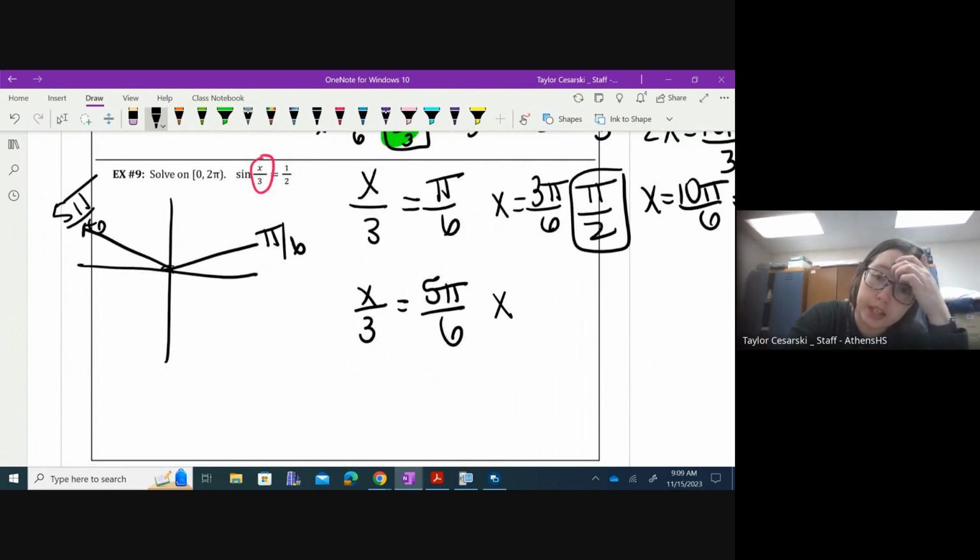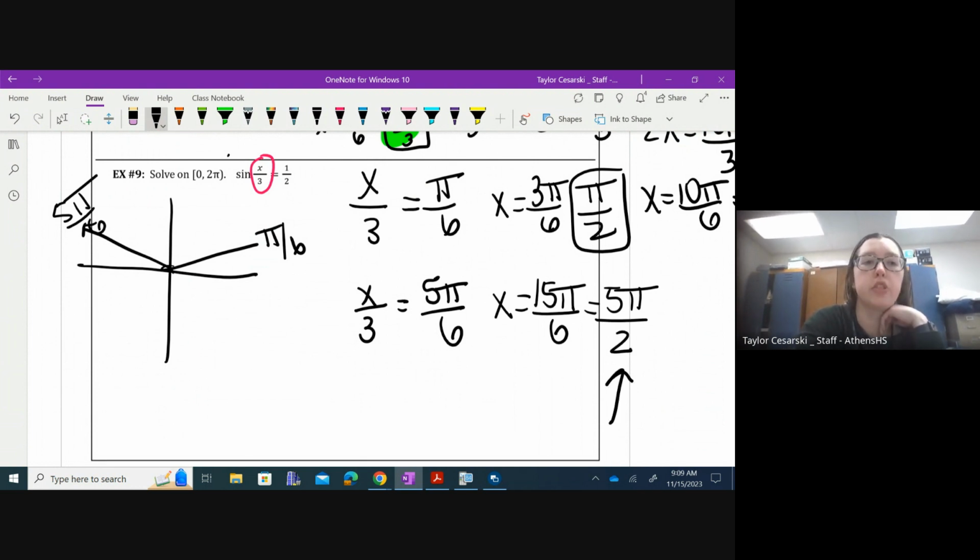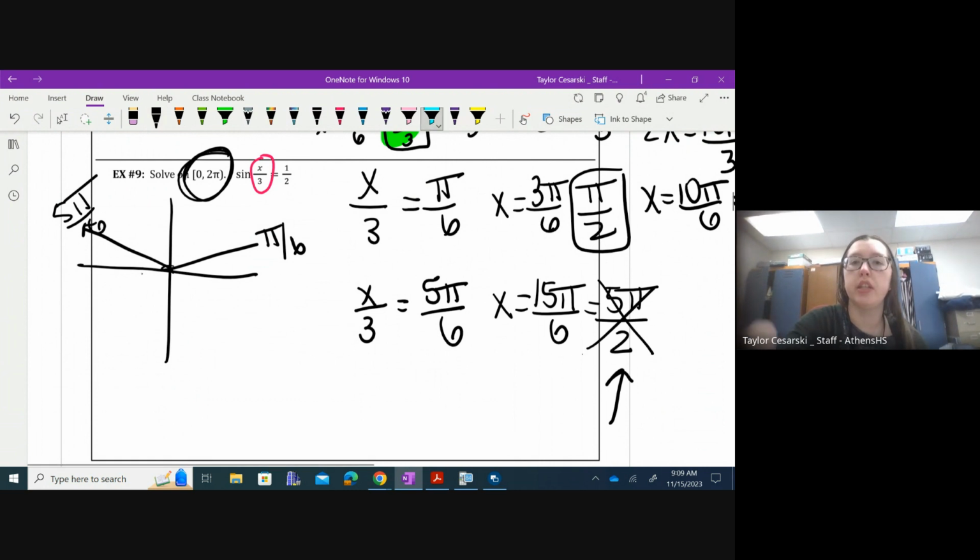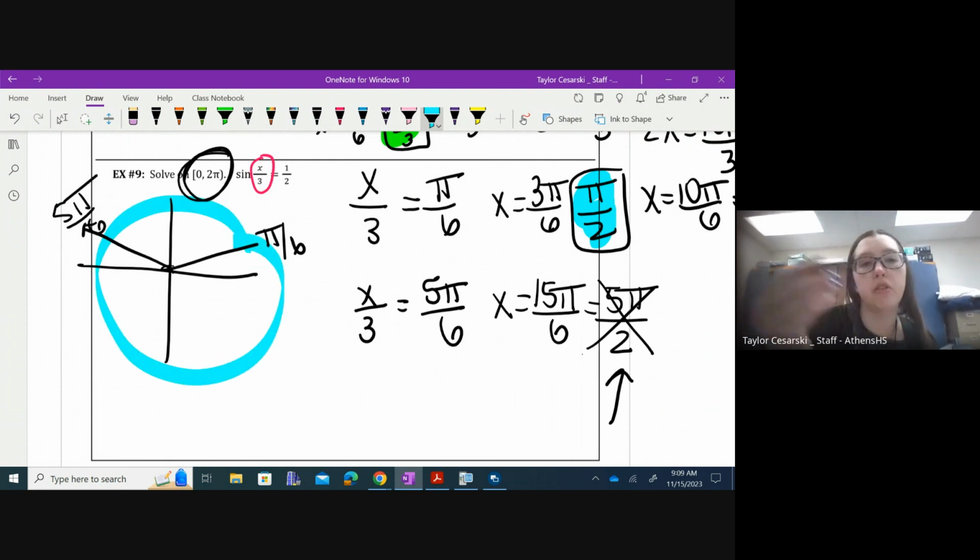Multiply both sides by 3 again, I get 15 pi over 6, which if I divide the top and bottom by 3, simplifies to 5 pi over 2. Well, 5 pi over 2 is actually too big. It's not on my unit circle from 0 to 2 pi, so I don't care about that solution. If my interval was bigger, then I would. So my only solution here in my interval is pi over 2. I don't need to worry about going around the circle again, because if I do another lap, it's still going to be too big. Again, I don't include 5 pi over 2 because it's not in the interval 0 to 2 pi.